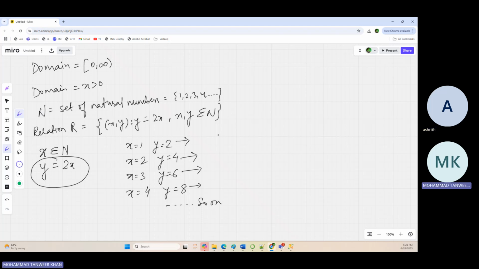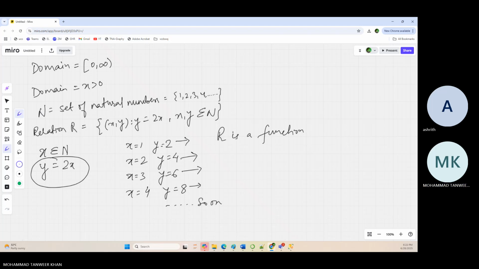So that is why we can tell R is a function of x. Is this clear? So if we don't get exactly one value, it's not a function. Now, next example.